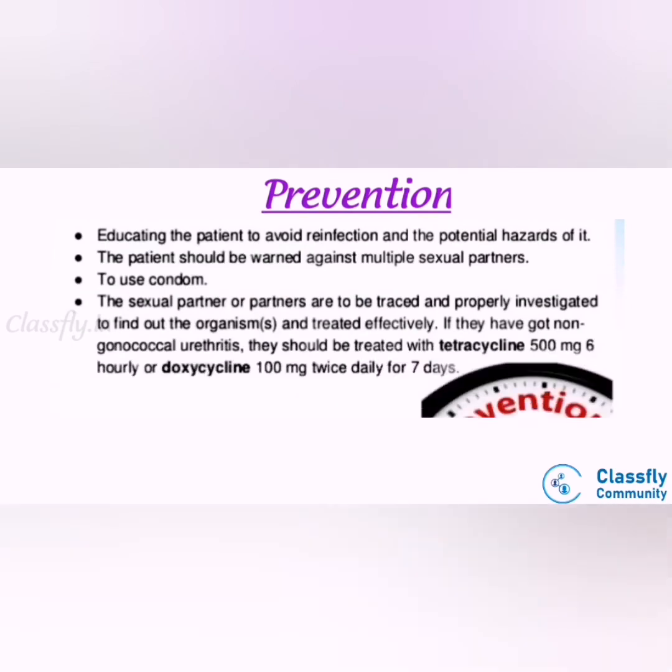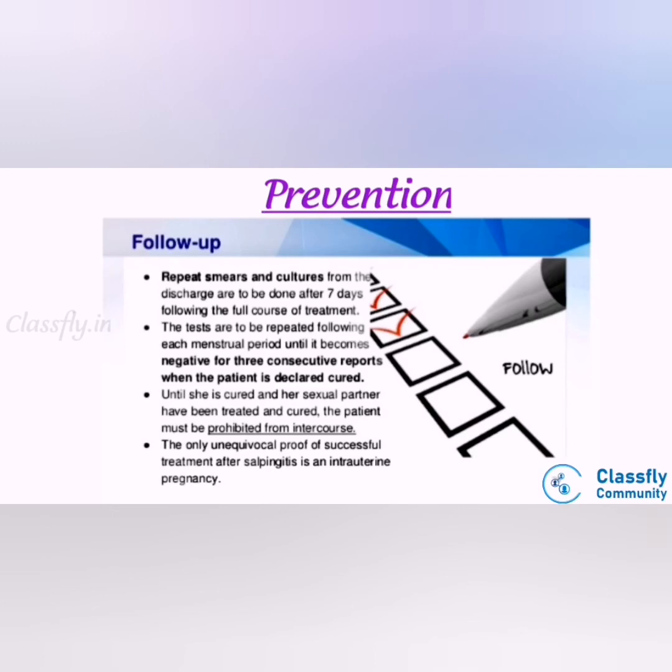Next, move on to prevention. First one, health education, patient to avoid reinfection and potential hazards. Second one, should be warned against multiple sexual partners. Third one, to use condoms. Fourth one, sexual partners are to be traced and treated properly. And last one is follow-up.